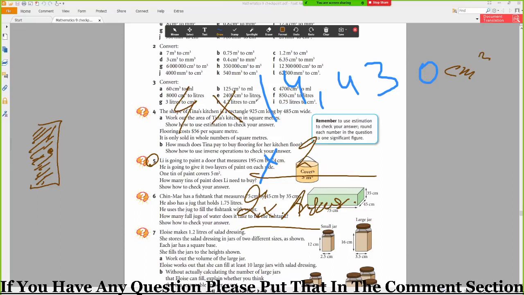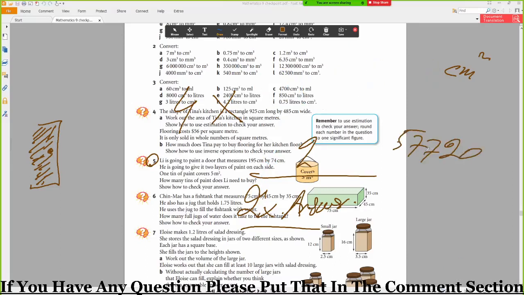So the final answer will be equal to 5.7 meter square will come from these numbers. Okay, 1 tin of paint covers 5 meter square. Okay, so how many tins of paint do I need to buy? कितने?